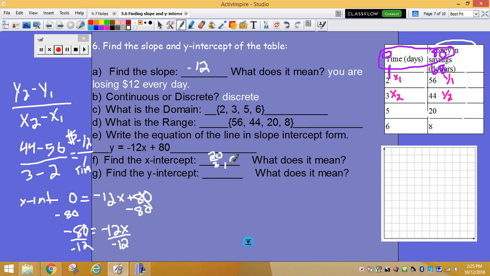I'm going to write it as an ordered pair. What does it mean? It means that in this many days, we'll have 0 money in our account. Your y-intercept is at 80. What does that mean? That means at the very beginning, 0 days, we had $80. All right, let's do another one like this.